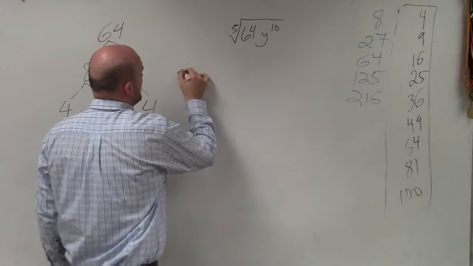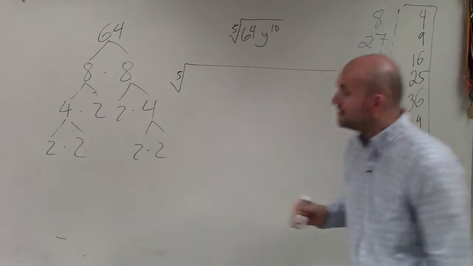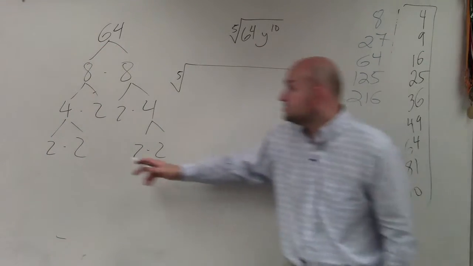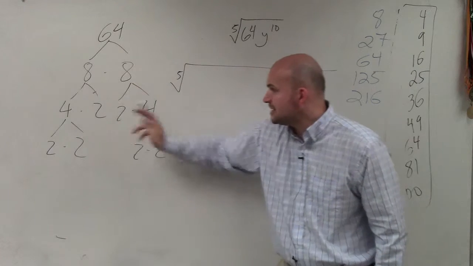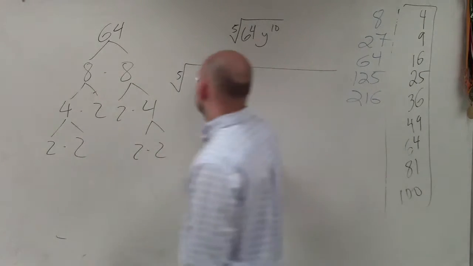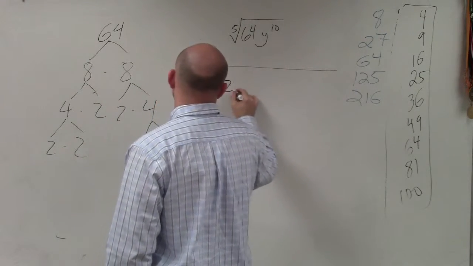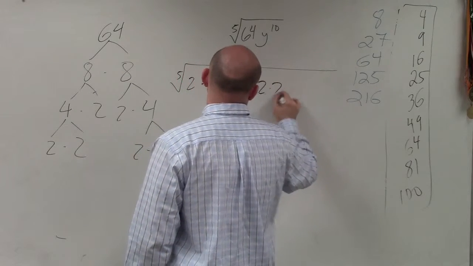So therefore, I'm going to want to write down the prime factorization of 64, which is going to be 2 times 2 times 2 times 2 times 2 times 2. So 1, 2, 3, 4, 5, 6.